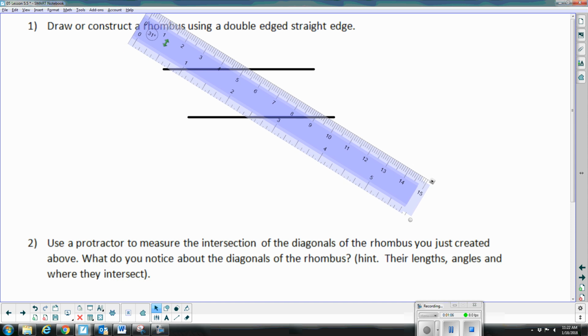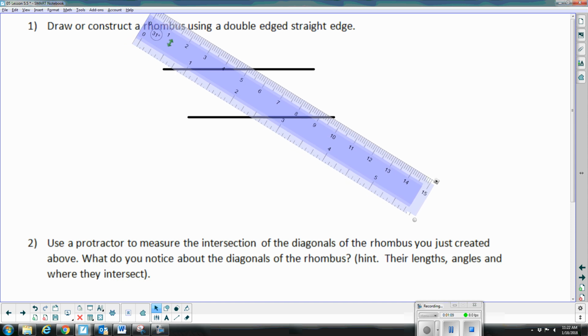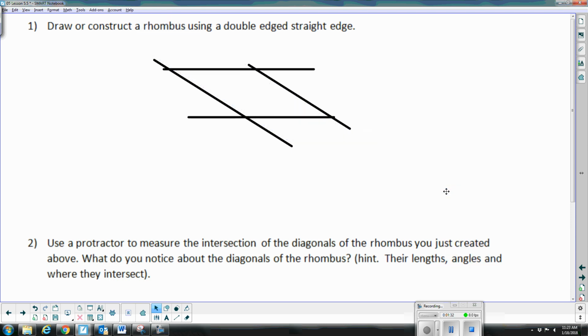And do it again. Trace along the top to make a straight line, and along the bottom. Alright, if you look at this parallelogram that you drew, you know it's a parallelogram because you used a straightedge on both sides of it. Assuming both sides of your straightedge are parallel, then both of these pairs of lines are going to be parallel.